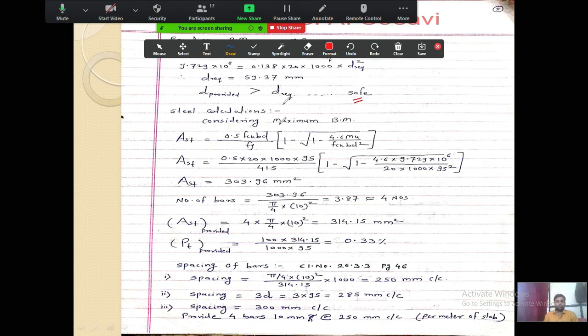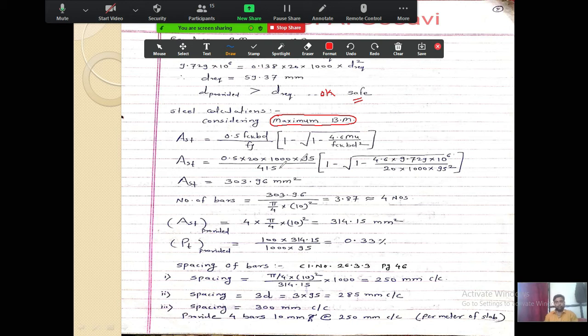Once the check for depth is satisfied, you need to go for the steel calculation. Considering the maximum bending moment, we will provide the steel for the maximum bending moment. Ast is equal to 0.5 fck bd upon fy, into 1 minus under root 1 minus 4.6 Mu upon fck b d square. You just need to put the values here.